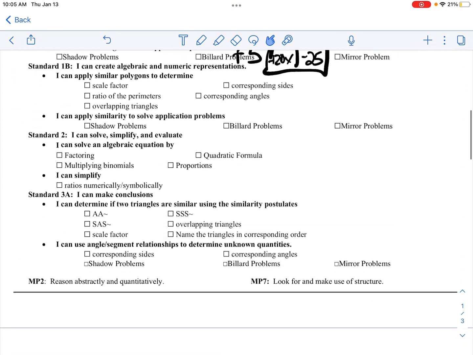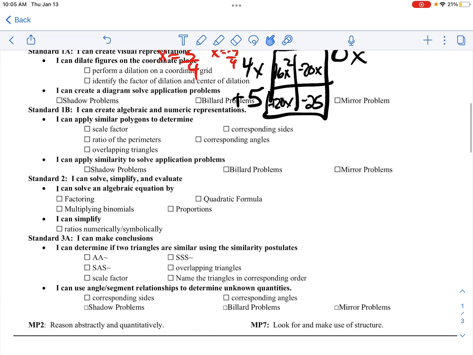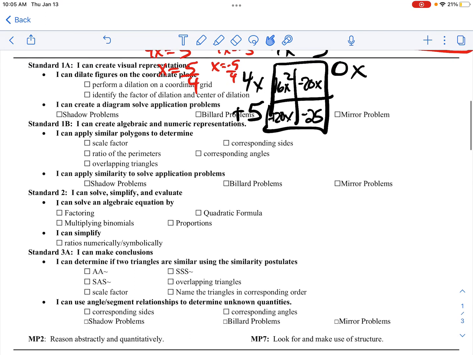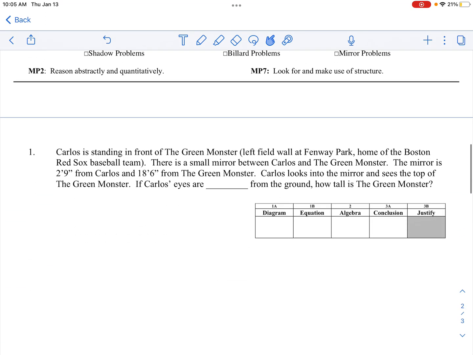All right, here we go. Today we're going to do application problems. Application problems are no different than normal. The only thing we're going to have to do that's different is create the triangles because I didn't give them to you. Then we have to prove them similar.